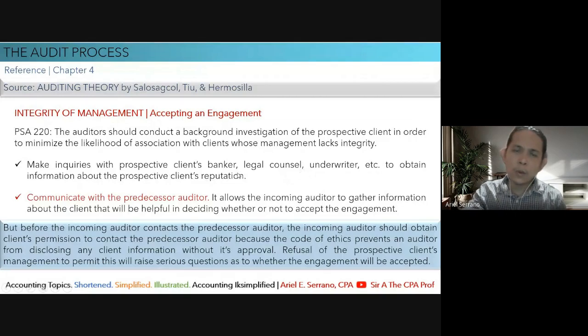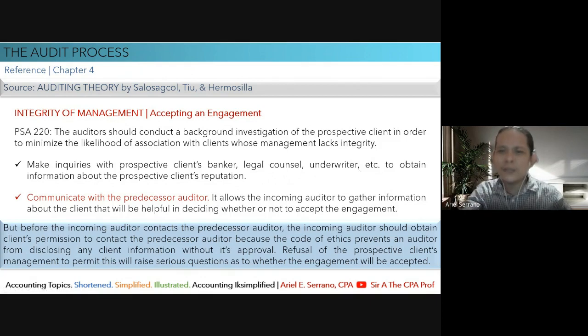Okay po ba ito? Halimbawa, bago mo tinanggap si Formally, wala bang mali? Kasi parang mali, Formally. So, syempre madudungisan yung reputasyon mo. You don't want to expose yourselves and to associate yourself with those companies. Okay? Ginagawa ko lang example ito. Okay, pangalawa, communicate with the predecessor auditor.